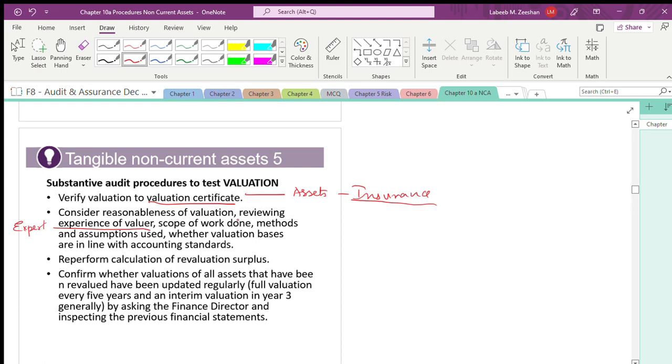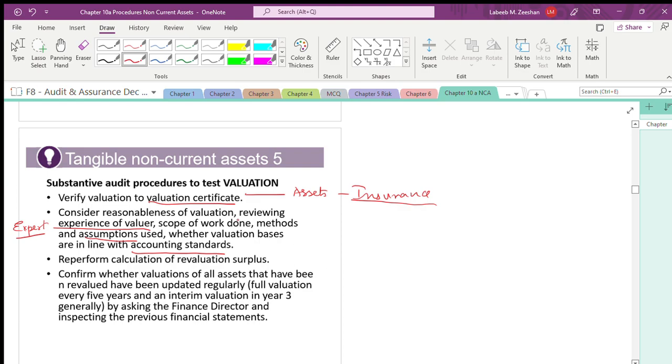We are taking the help of whom? We are taking the help of an expert. You have to state what the scope of work done is, how they have valued it, what assumptions they have used, and whether the valuation is in line with accounting standards. You should not go into much detail. You just have to say that it has been done by the expert.